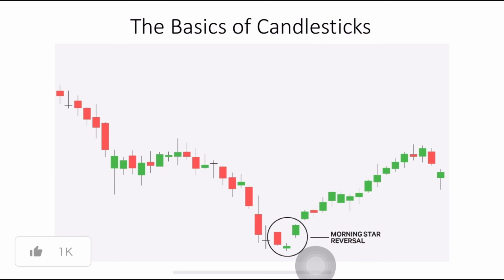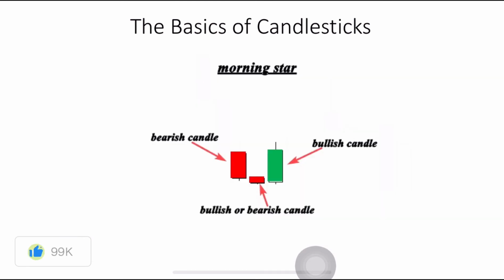When we find it at the bottom of a downtrend, it is formed of three candles. As you can see, the red one, the big bearish, the small bearish, and the green bullish candle.